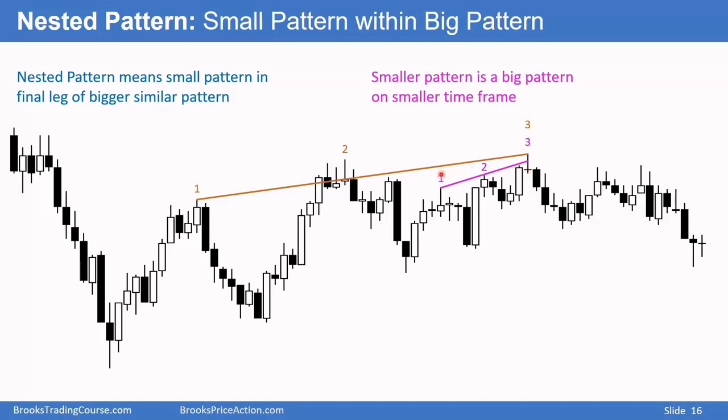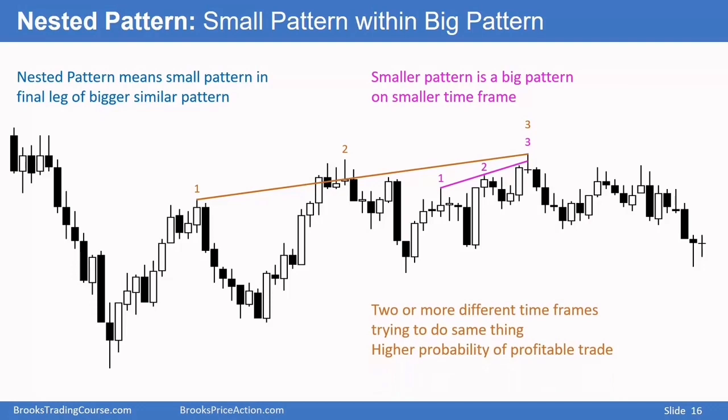If you were to look at a smaller time frame chart, this would in fact be a big pattern. For example, if this is a 60-minute chart and then you flip to a 5-minute chart, this would be a pretty big pattern. 4 hours down, 3 or 4 hours down. So the smaller pattern is always a bigger pattern on a smaller time frame chart. 2 or more different time frames trying to do the same thing, higher probability of a profitable trade.